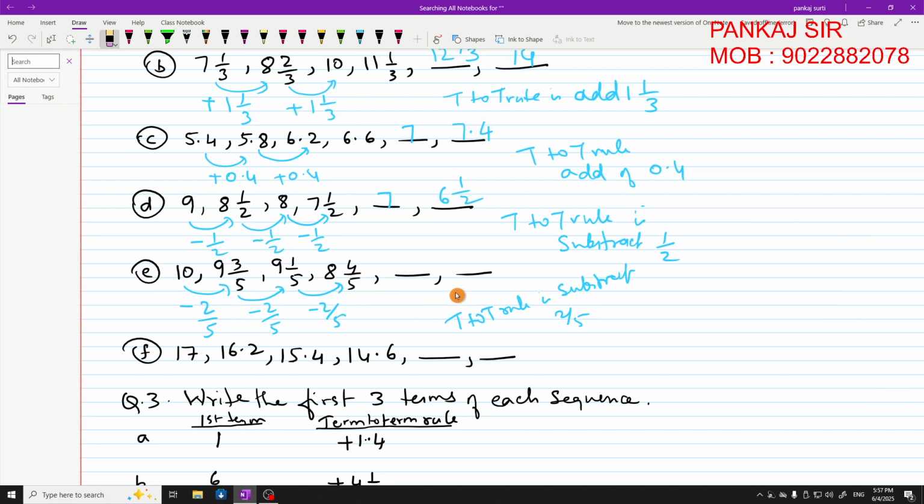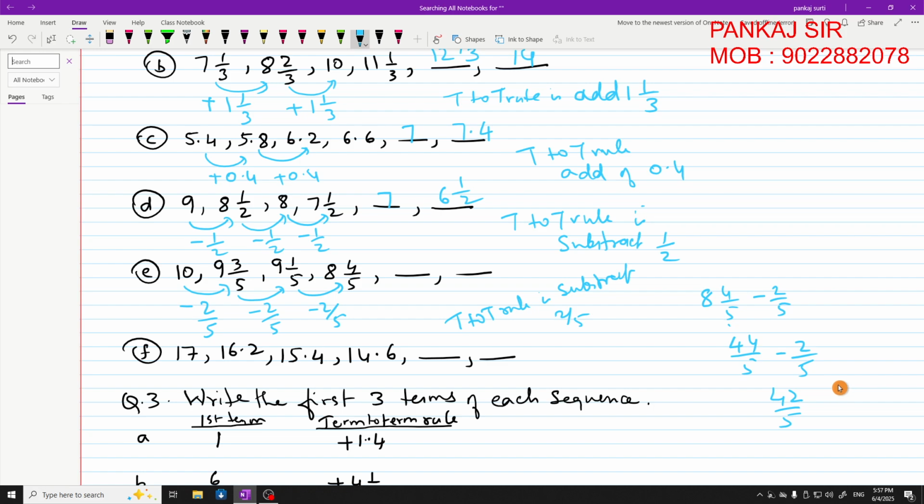Okay, so from 8 4 by 5, if I subtract 2 by 5, let us see what I am getting. 8 4 by 5 can be written as 8 5s are 40, 40 plus 4 is 44 upon 5, minus 2 upon 5. So 44 minus 2 is 42 upon 5.